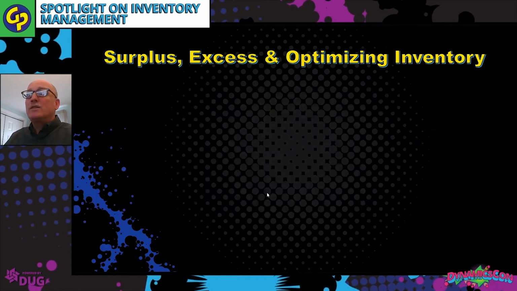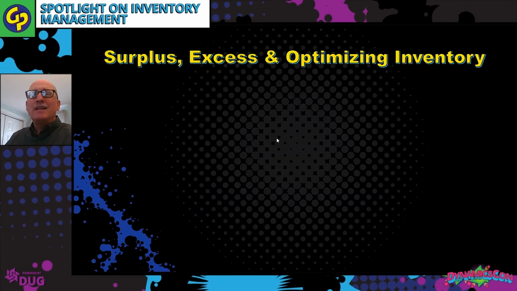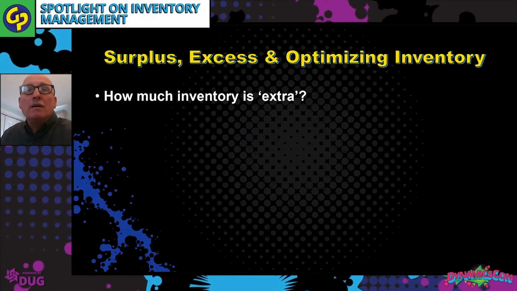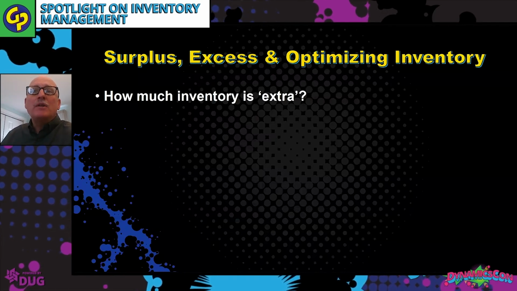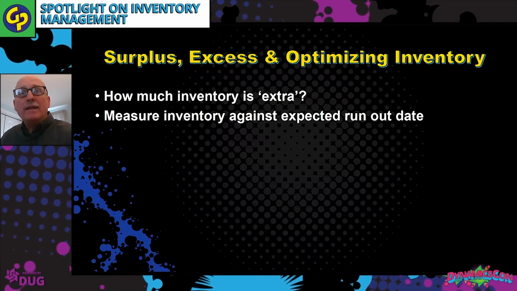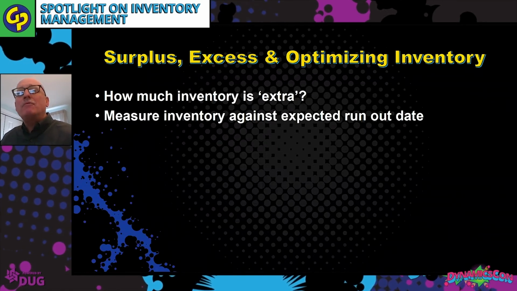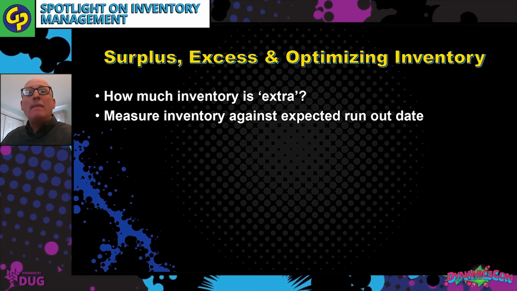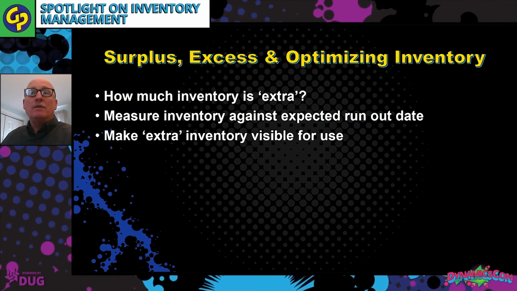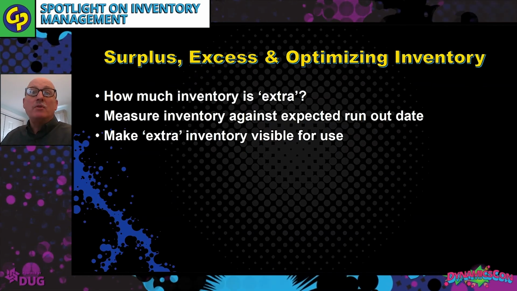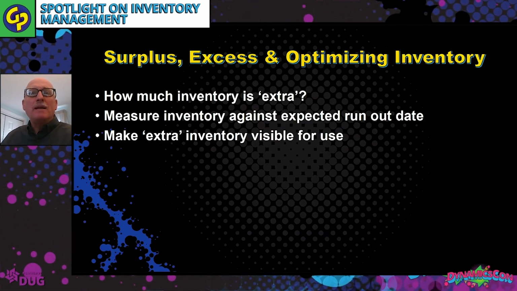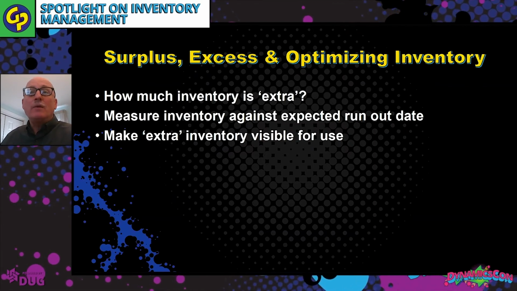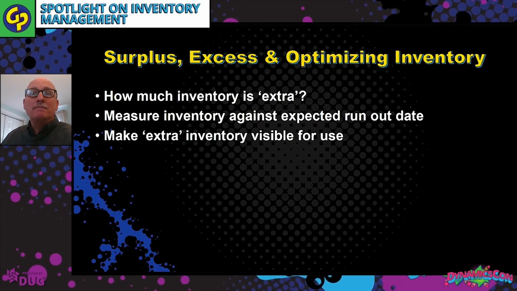So another question people often ask as they're managing inventory is, do I have too much inventory? And how much of my inventory is extra? So how do I define it, and how do I know how much I have? Well, one way to do that is to measure the inventory against an expected run-out date, right? And then what you want to do is also make that inventory visible for use. So you're measuring it to know how much you have, but you also want to make sure you optimize it. And if I can, I want to prevent a purchase of inventory that we might otherwise be buying and not need.